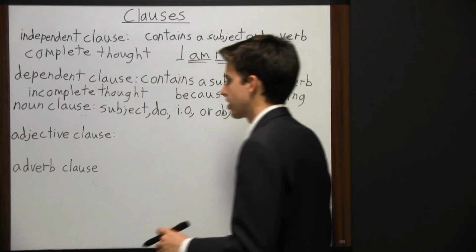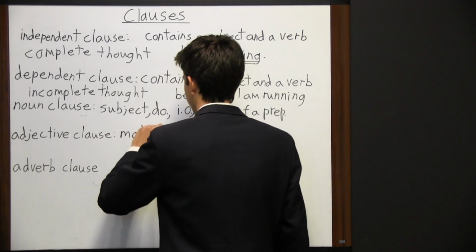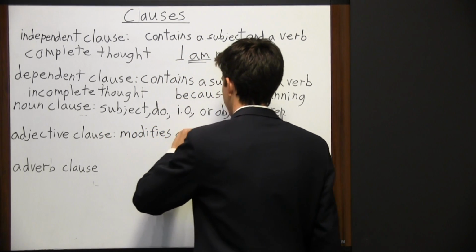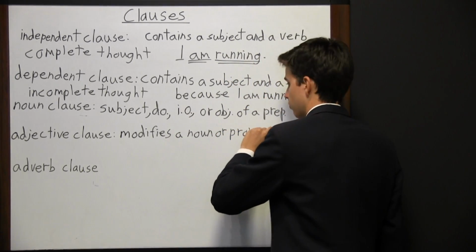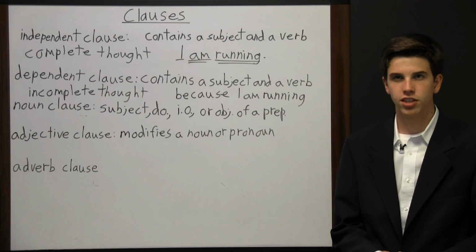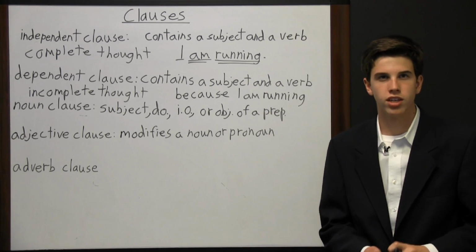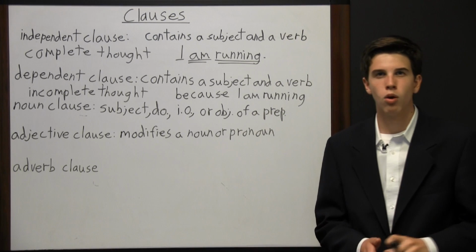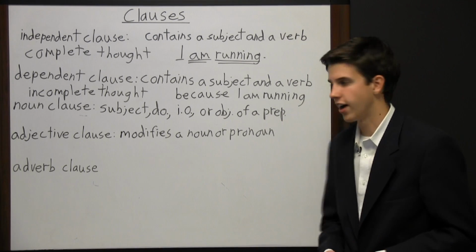Now, an adjective clause modifies a noun or pronoun. So, an adjective clause begins with a word like who, whom, which, that, whose, when, where, why. And it's going to follow the word it modifies.